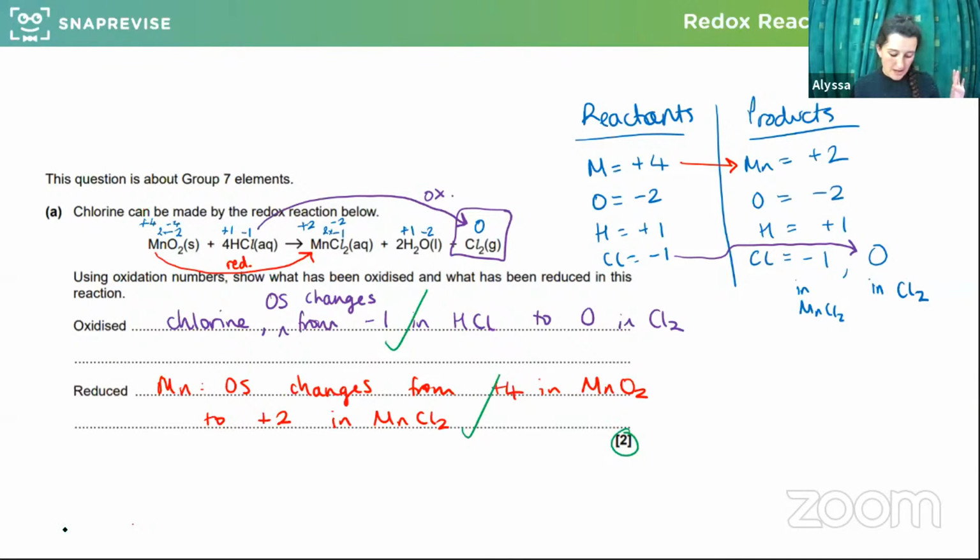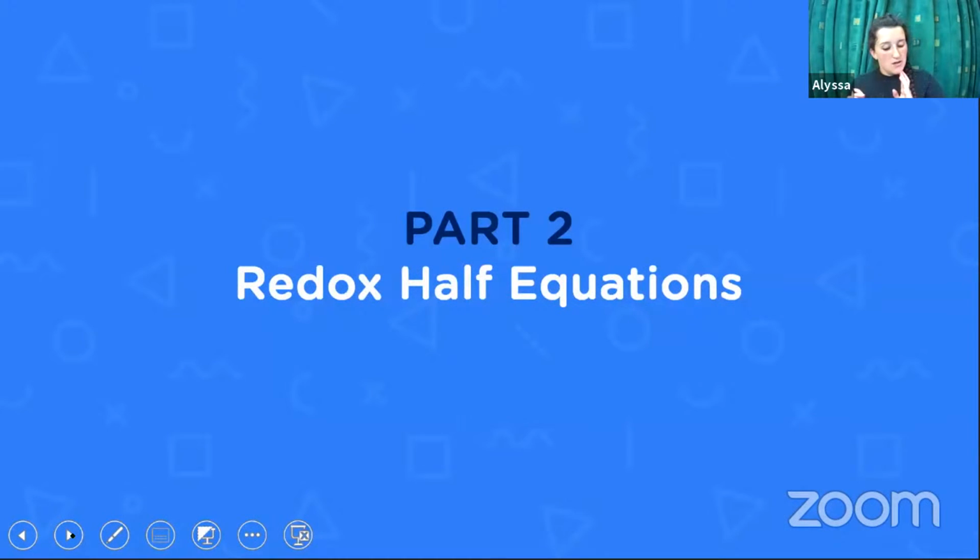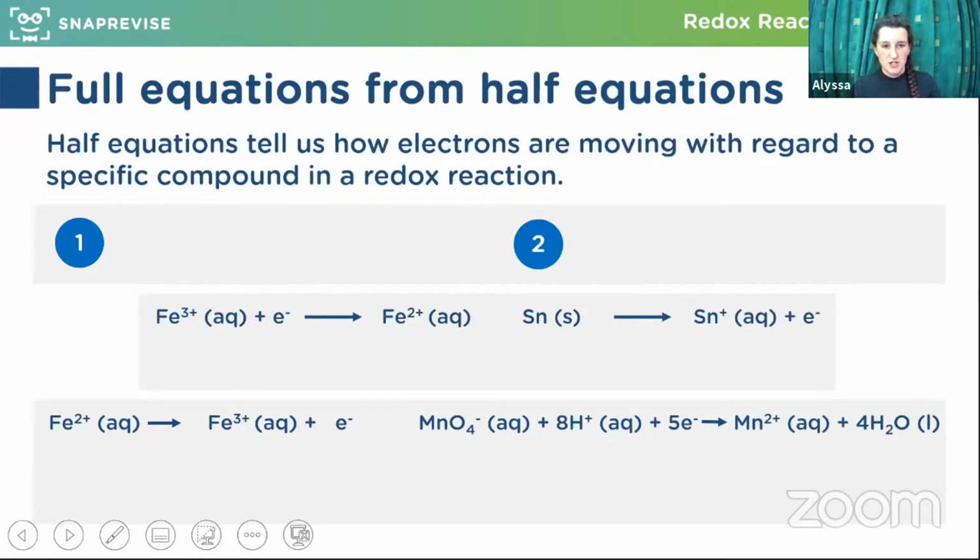Okay, let's keep going then. So one thing that we need to look at now is redox half equations. Hopefully you've met them before. If you haven't, a half equation is kind of what it says on the tin. It's half of the equation. The trouble is it's not always exactly half, but it's talking about half of the reaction, what's happening in part of the reaction.